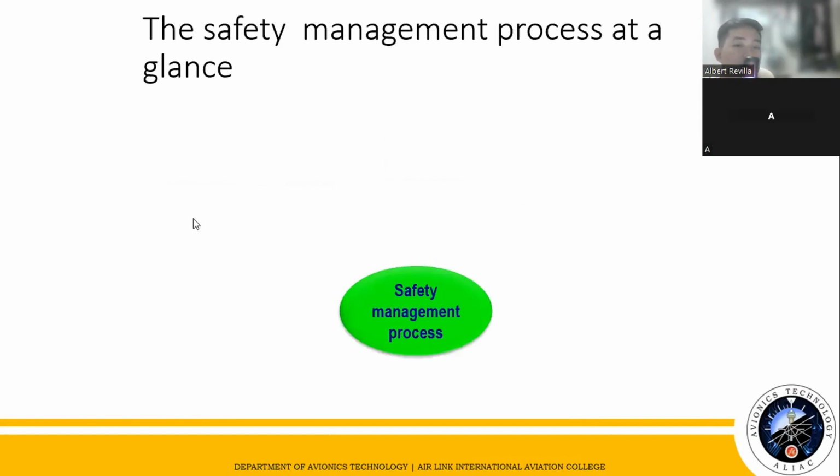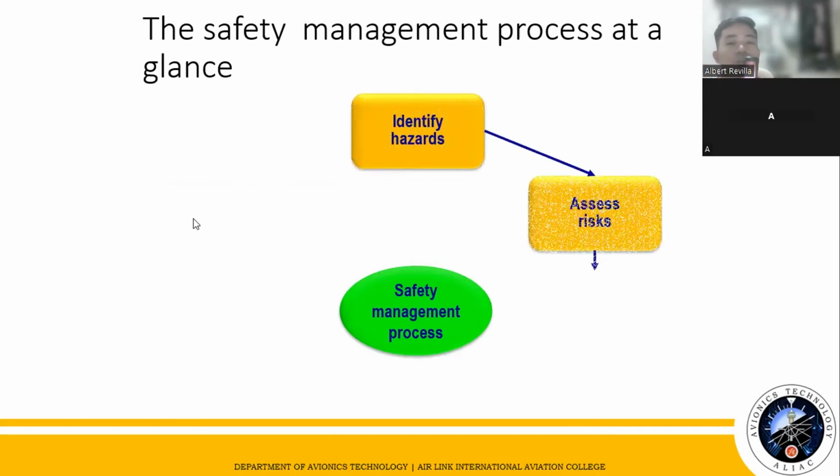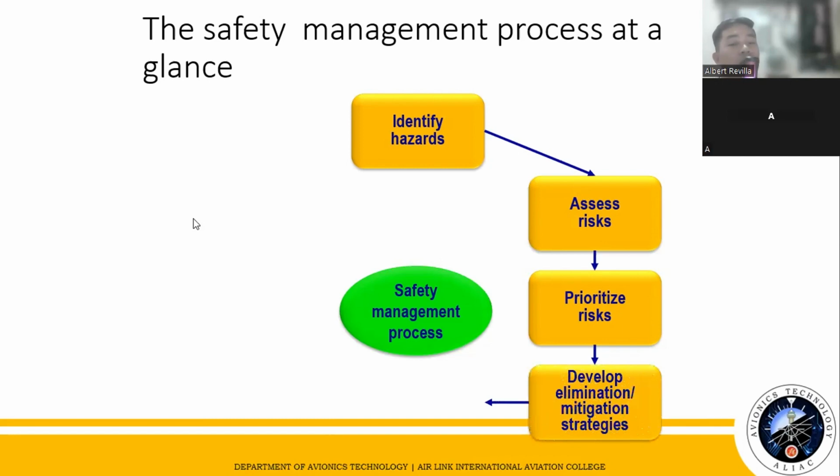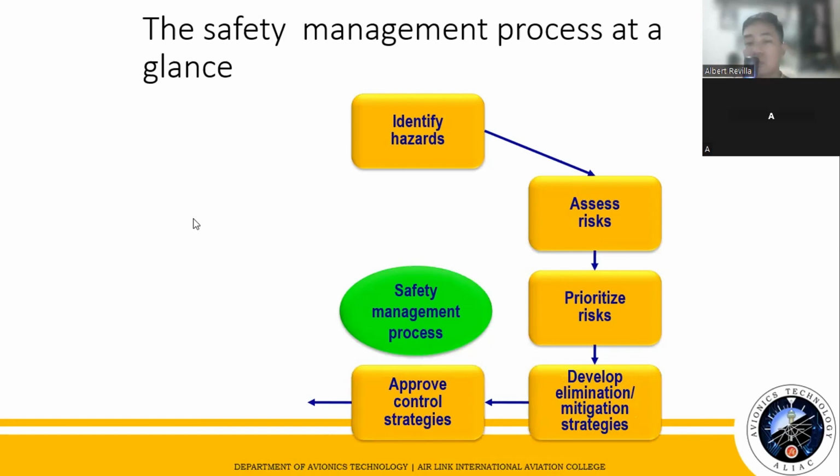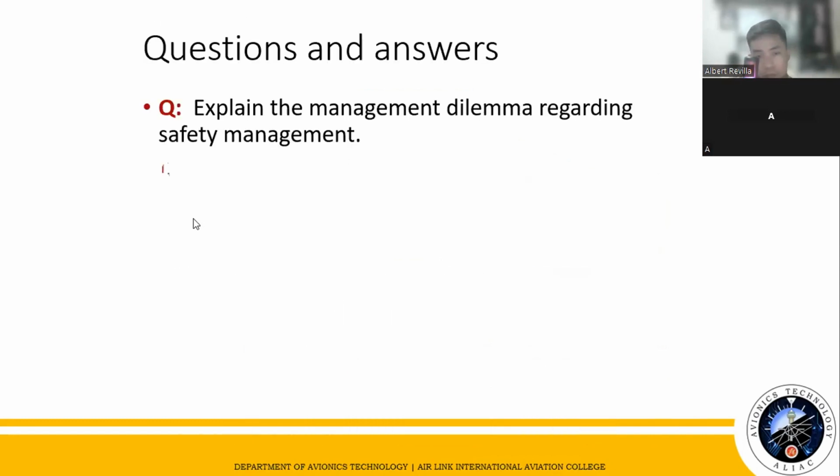Ayan. So, ito yung safety management process at a glance. In the safety management process, nandyan yung identify the hazard, then you assess the risk. Siyempre, after assessing it, prioritize it. Kung ito bang effect na ito ay malala or not, or need na bang gawin action. Magkakaroon kayo ng develop elimination or mitigation strategies. So, when you say approve control strategies, kung tama ba itong ginagawa nyo, or it will help ba to magkaroon ng mitigation in the risk.